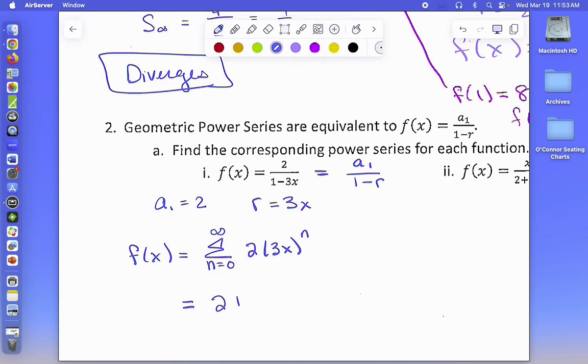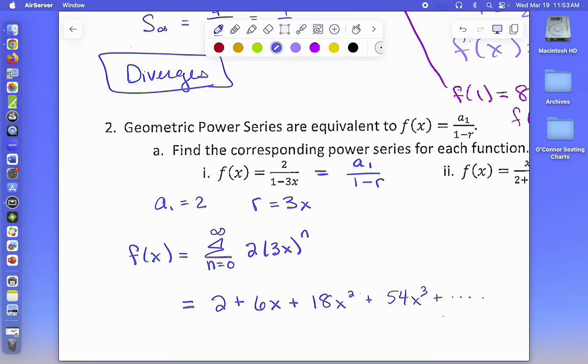2 plus, raised to the first power, so 6x, plus 3x to the second power, 9 times 2 is 18 x squared, plus raised to the third power, 27 times 2, we got 54 x to the third, and so on.